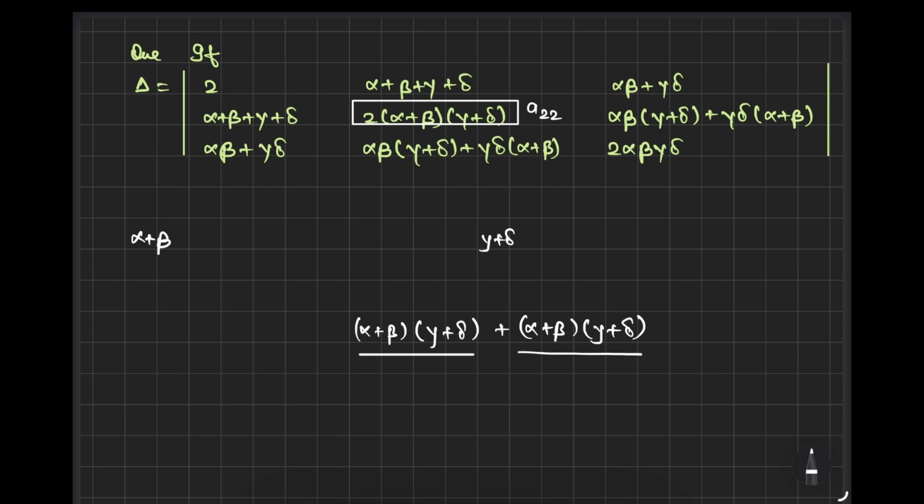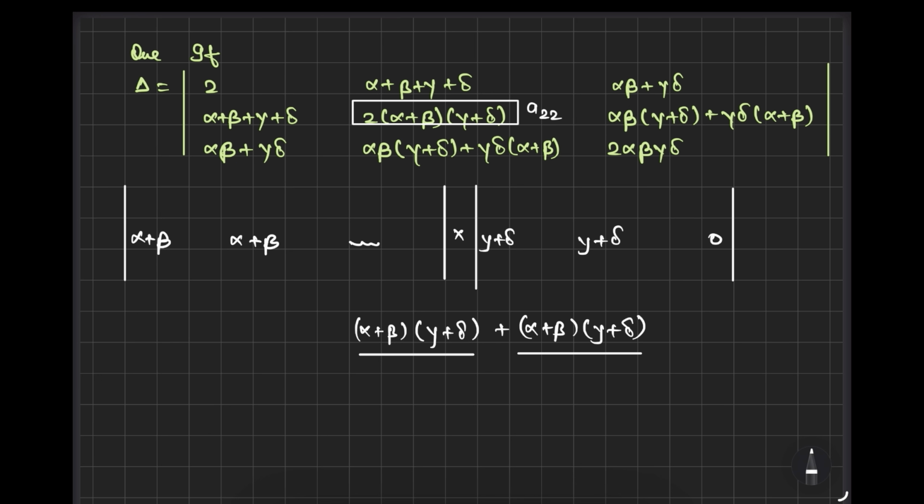Now look at this person. Here also you can place alpha plus beta, and here you can place gamma plus delta, and the remaining thing you don't know. So what I will do, I will place anything over here and I will place a 0 over here. Is it okay? Okay, so this is what I did in the initial stage. If required, I will modify it again.